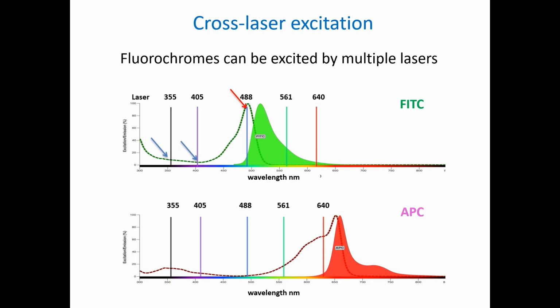Allophycocyanin, or APC, another commonly used fluorochrome, is maximally excited by the 640 red laser and to a lesser extent by the 561, 488, 405, and 355 UV lasers. We will see the extent and importance of this cross-laser excitation a little later when we talk about spectral cytometry.